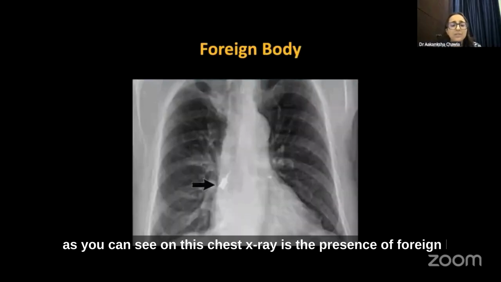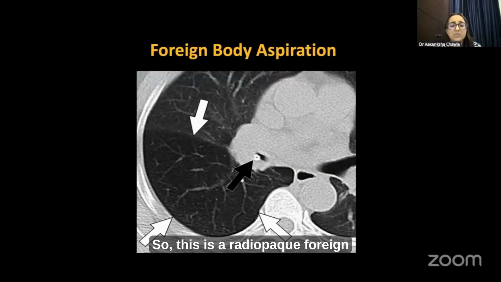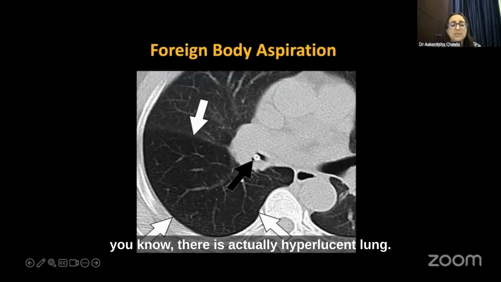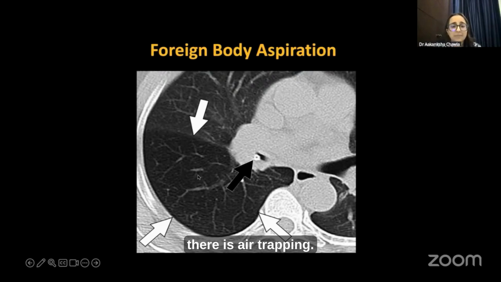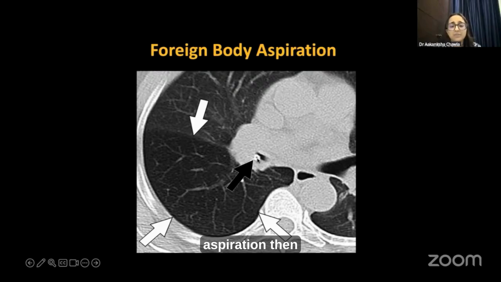Now, foreign body, as you can see on this chest X-ray, there's a presence of foreign body. Then again, foreign body aspiration. So this is a radio-opaque foreign body in the bronchus, and there is actually hyperlucent lung because of the obstruction of the bronchus. There is air trapping. So this was because of foreign body aspiration.